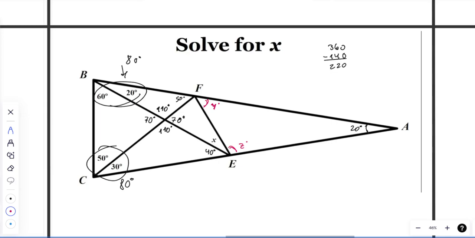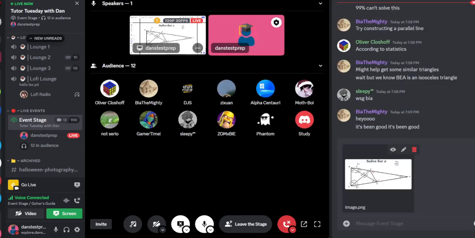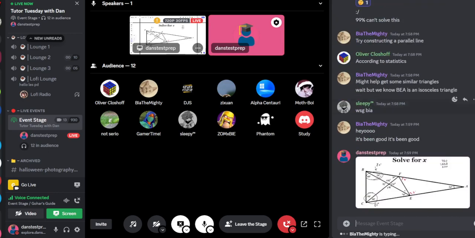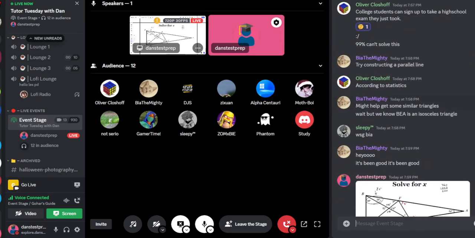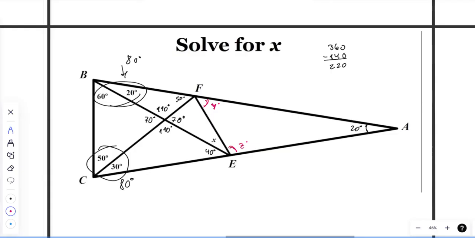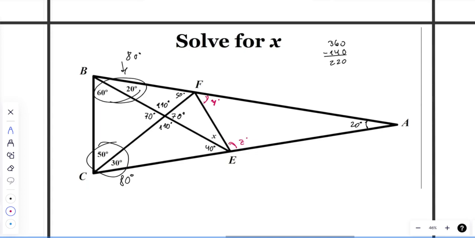And anybody who can't see, I'm going to paste in the intermediate work so far. 99% can't solve this. Oh my gosh. I hope that I'm going to be one of the 1%. Otherwise, you guys are going to have to help me out.